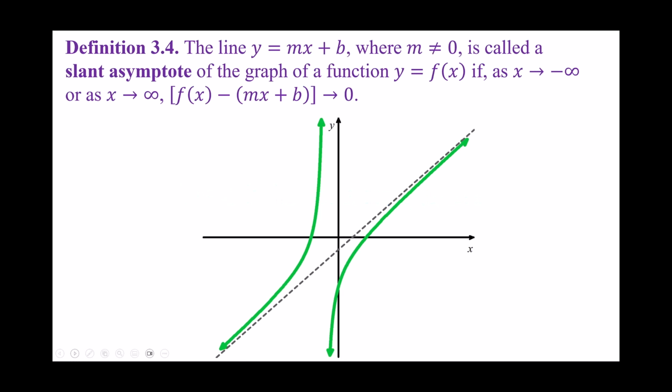Part 3, slant asymptotes. We've talked about vertical asymptotes and we've talked about horizontal asymptotes, but sometimes a rational function will have a slant asymptote. Here's an example right here. That dashed line is a slant asymptote, and as x is getting bigger and bigger, or smaller and smaller, so as x is approaching infinity or negative infinity, the graph is getting closer to that asymptote.